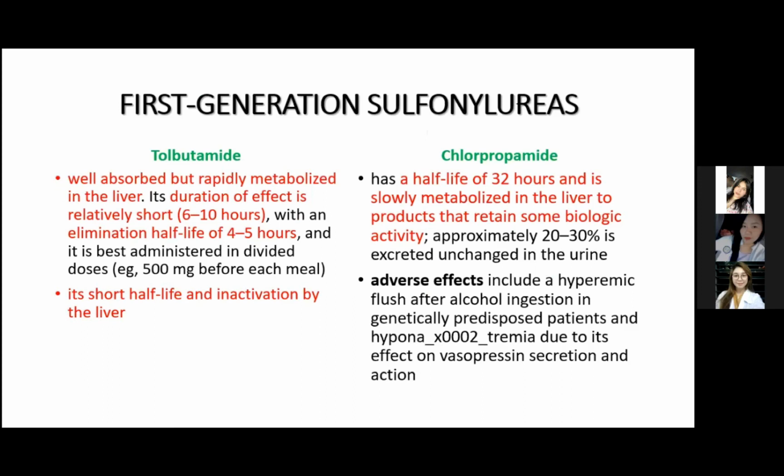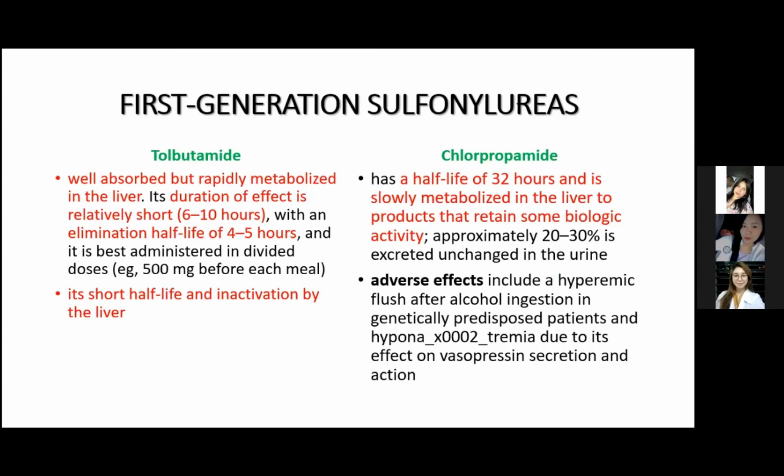The first generation sulfonylureas. Tolbutamide is well absorbed but rapidly metabolized in the liver. Its duration of effect is relatively short, 6 to 10 hours, with an elimination half-life of 4 to 5 hours. It is best administered in divided doses, like 500 milligrams before each meal, because of its short half-life and inactivation by the liver.